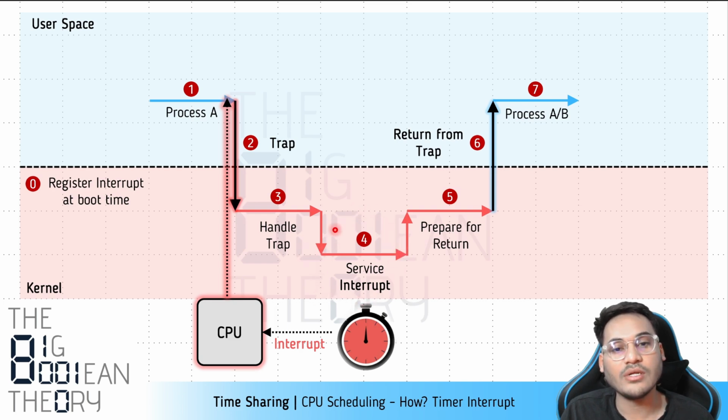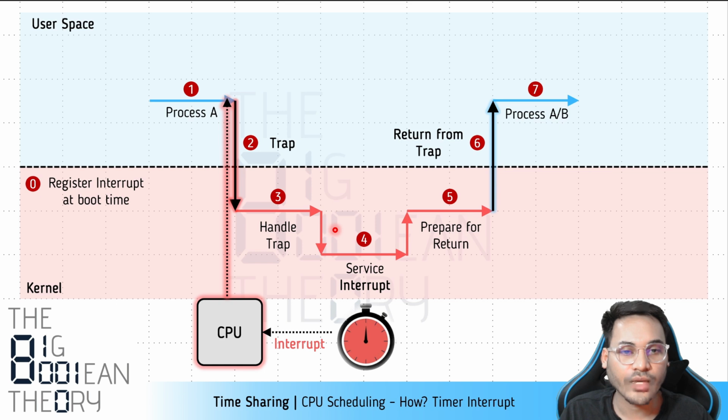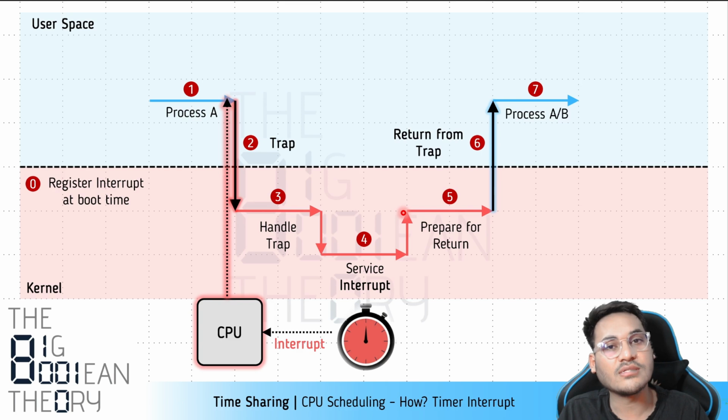This is where the scheduler will run. Based on some scheduling policy, some scheduling algorithm, it will select the next process that has to be assigned the CPU, right? And then we prepare for return. Once we have selected the new process that has to be run, while preparing for return, what do we do? We restore the registers of the new process, right? When we restore the registers of the new process, we are restoring the context, so the new process can start execution from that point, right?